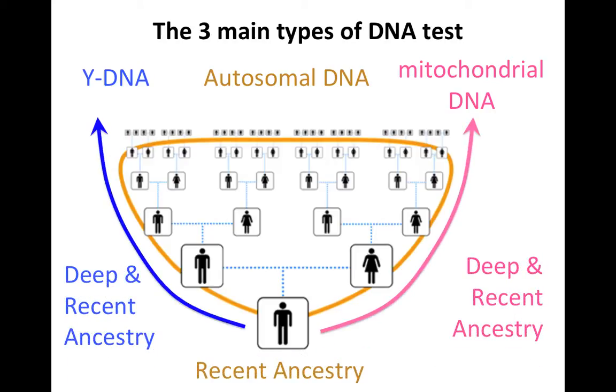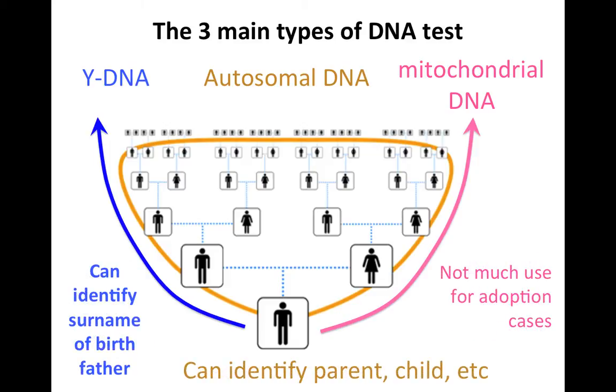Now, the Y-DNA and the mitochondrial DNA are useful for both deep and recent ancestry. The autosomal DNA is useful for only recent ancestry within the last 200 to 250 years. The Y-DNA is useful for identifying the surname of your birth father. The autosomal DNA can identify your parent, your child, and other relatives going back to about 5th cousins or so. The mitochondrial DNA is not much use for adoption cases and is only used in very specialized circumstances. So the main types of tests that we'll be talking about today are the autosomal DNA test and the Y-DNA test.